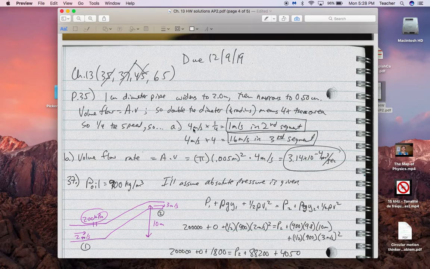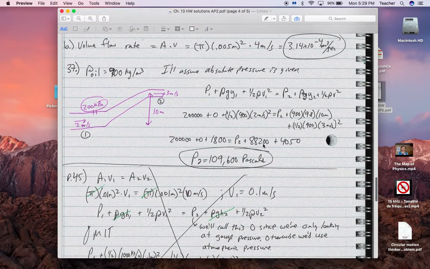To find the speed, I need to think about the fact that if the pipe widens or doubles in diameter, its area is going to be 4 times as much. If the pipe gets half as wide, its area is going to be 1/4 as much. So in the first segment, with the area being 4 times as much, the speed would have to be 1/4 as much. So that'd be 1 meter per second. The second part, where it narrows down, the speed would have to be 4 times as much because the area is 1/4 as much, and it's 16 meters per second.